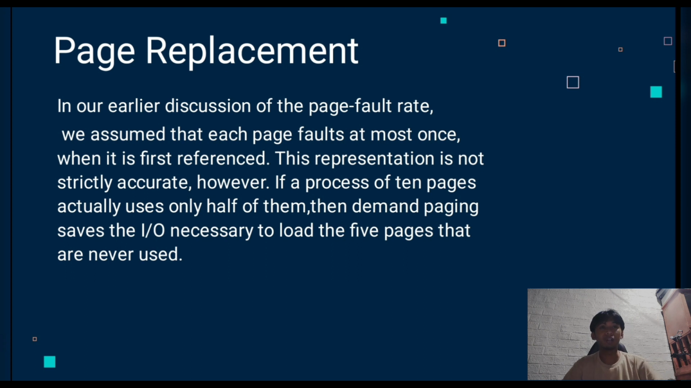So we could also increase our degree of multi-programming by running twice as many processes. And thus, if we need 40 frames, we could run 8 processes rather than the 4 we could run if each requires 10 frames, 5 of which were never used. And if we increase our degree of multi-programming, we are over-allocating our memory.